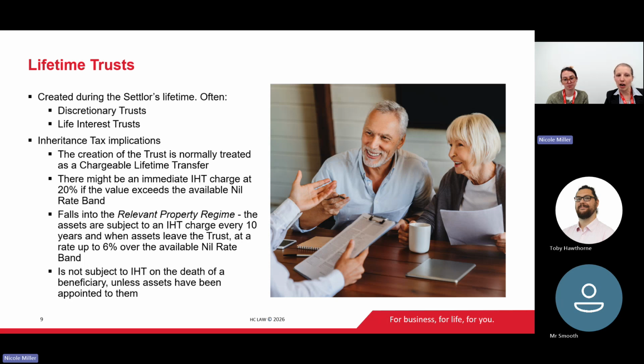And again, the trust, whether it's a discretionary trust or a life interest trust, would then fall within that relevant property regime that I spoke about a moment ago. But the important thing to note is that the trust itself is not subject to inheritance tax on the death of a beneficiary, because it's subject to that relevant property regime instead.